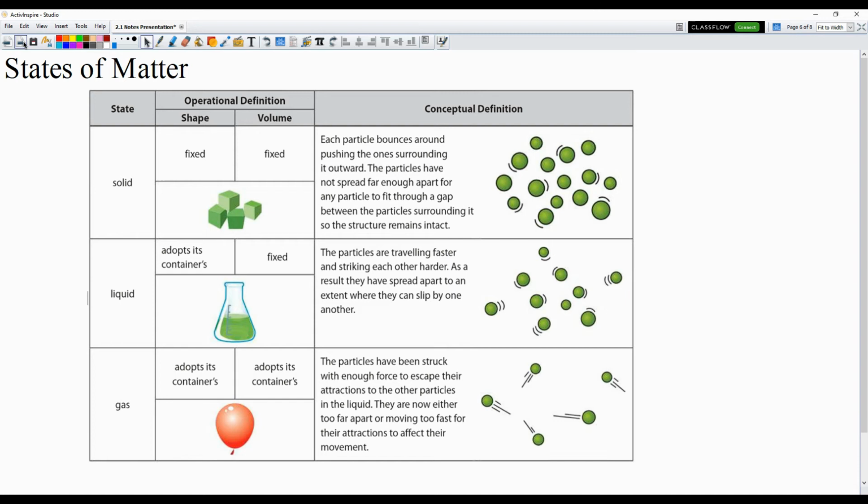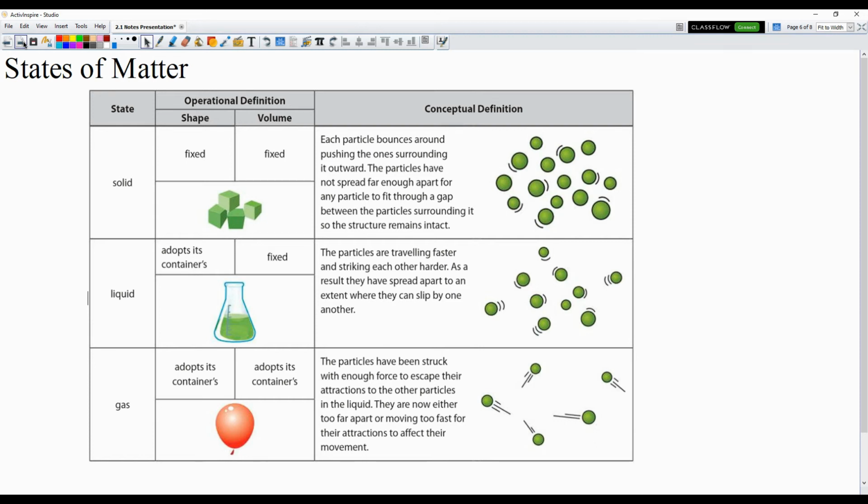And these particles do move around and they do bump into each other, but they're so tightly packed and so close to each other that the space that is there is not big enough for other particles to pass through it. So it's kind of trapped in this one shape, in this fixed shape. For liquids, they adopt the shape of their container, but it still is a fixed volume.